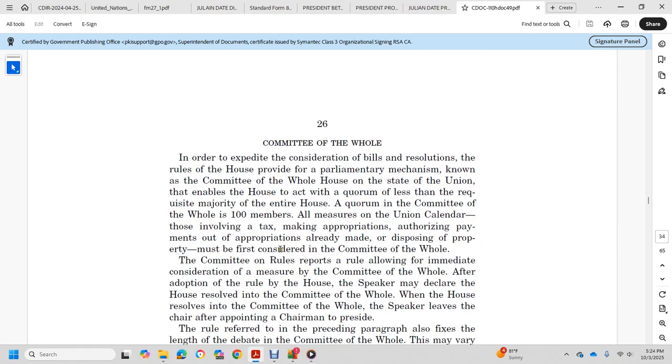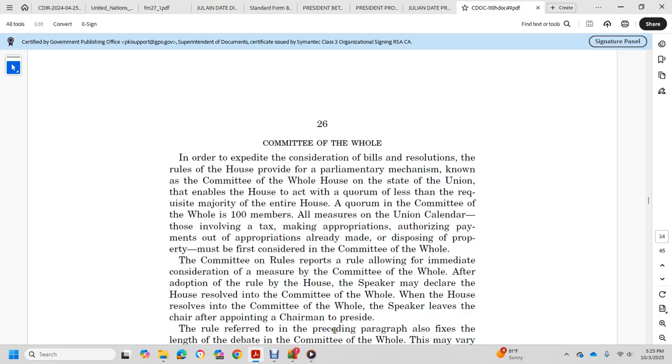Committee of the Whole. In order to expedite the consideration of bills, the House rules have a parliamentary mechanism known as the Committee of the Whole House on the state of the Union, which enables the House to act as a quorum less than the requisite majority of the entire House. The quorum of the Committee of the Whole is 100 members. Measures on the Union Calendar involving taxes, making appropriations, or authorizing the payment of money out of appropriations already made must first be considered in the Committee of the Whole. The committee reports a rule allowing immediate consideration of the measure in the Committee of the Whole.